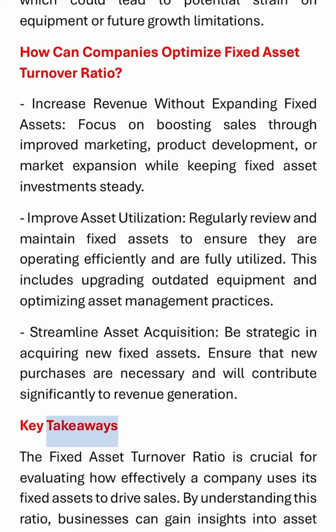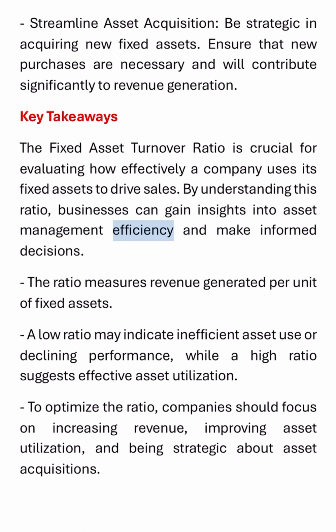Key takeaways. The fixed asset turnover ratio is crucial for evaluating how effectively a company uses its fixed assets to drive sales. By understanding this ratio, businesses can gain insights into asset management efficiency and make informed decisions. The ratio measures revenue generated per unit of fixed assets. A low ratio may indicate inefficient asset use or declining performance, while a high ratio suggests effective asset utilization. To optimize the ratio, companies should focus on increasing revenue, improving asset utilization, and being strategic about asset acquisitions.